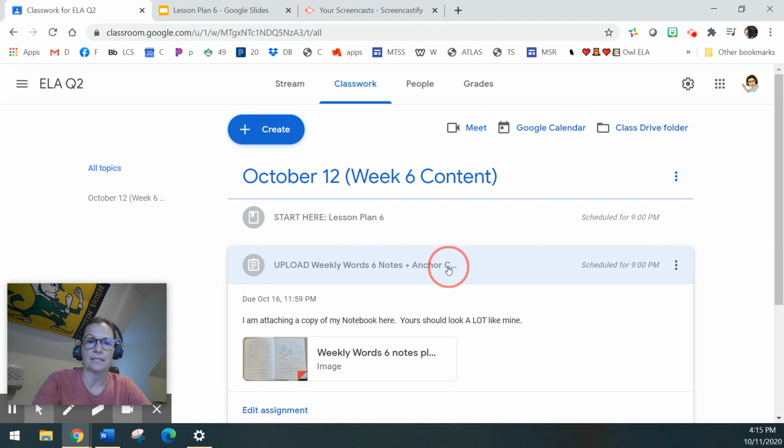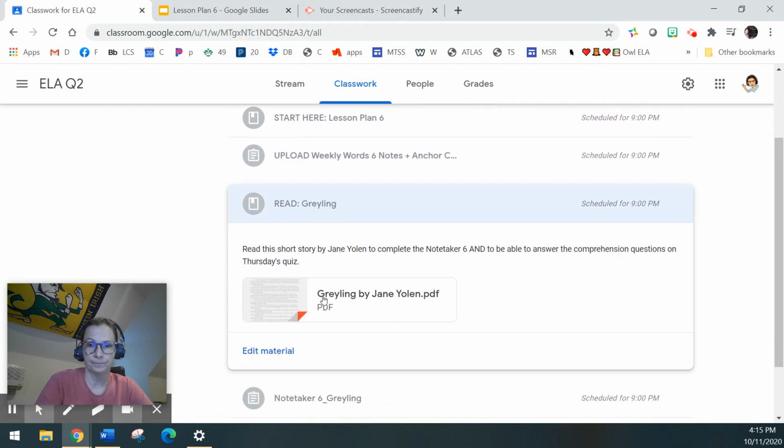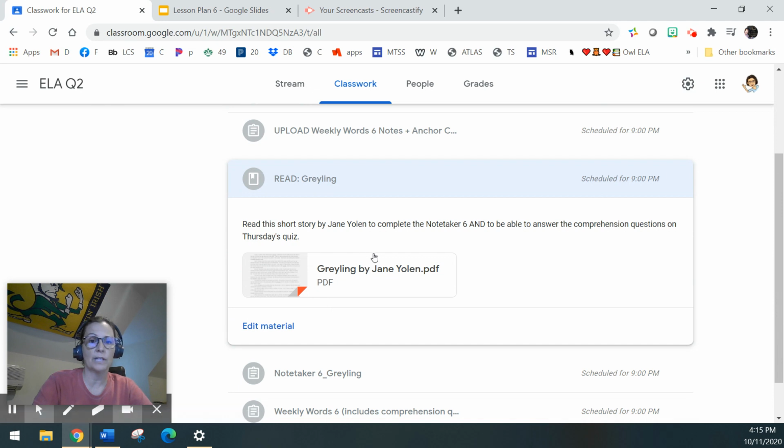Please make sure you're not skipping steps on that. Here's the story for reading Grayling. Again, it's only 2.5 pages.